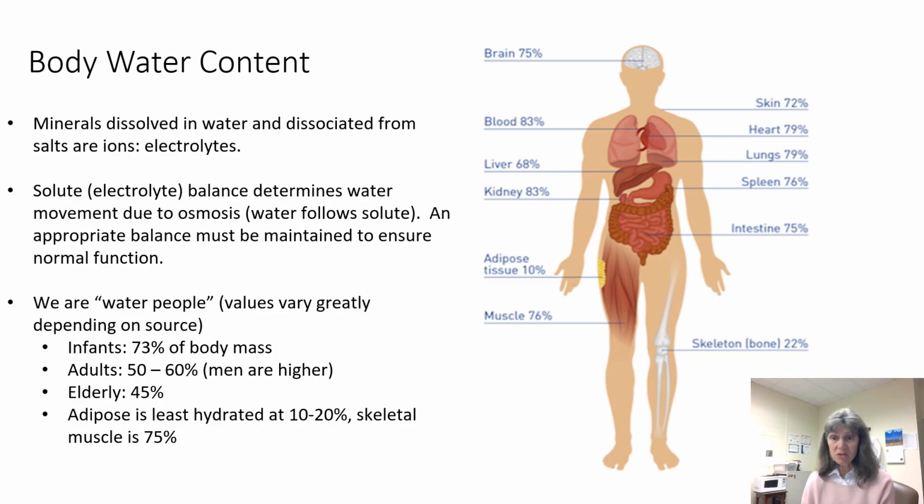Remember, water follows solute and will always move from an area of a high ratio of water content to a lower ratio of water content. So it's going down its own concentration gradient, or we could say with its own concentration gradient, from an area of high water to an area of lower water in terms of ratio of water compared to solute. So an appropriate balance of water and solute has to be maintained in order for our bodies to function properly.